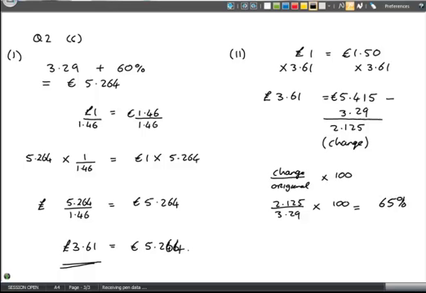So the exchange rate is good for him. He's making more profit. Exchange rate is good. That's it. That covers everything you asked me on that paper.